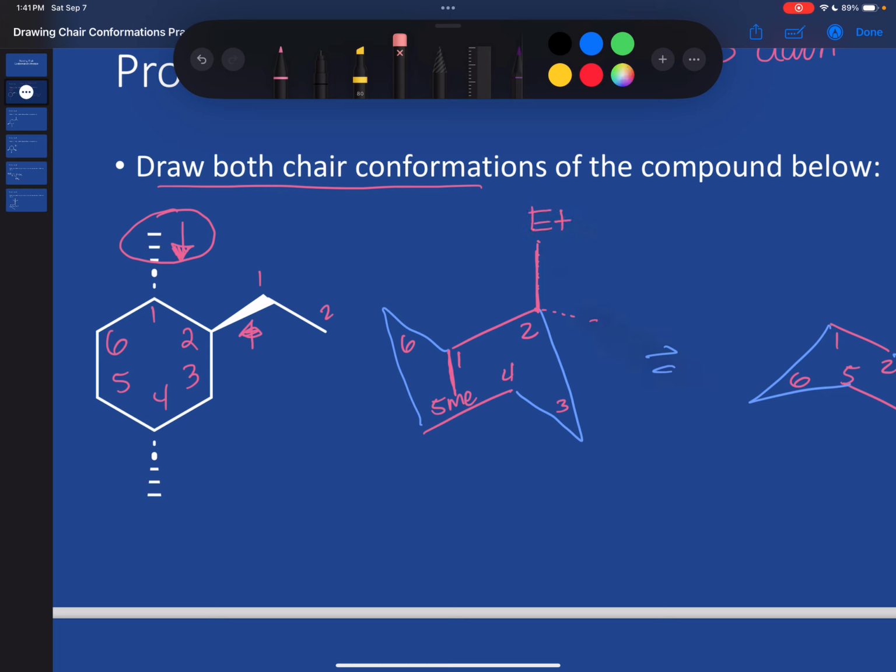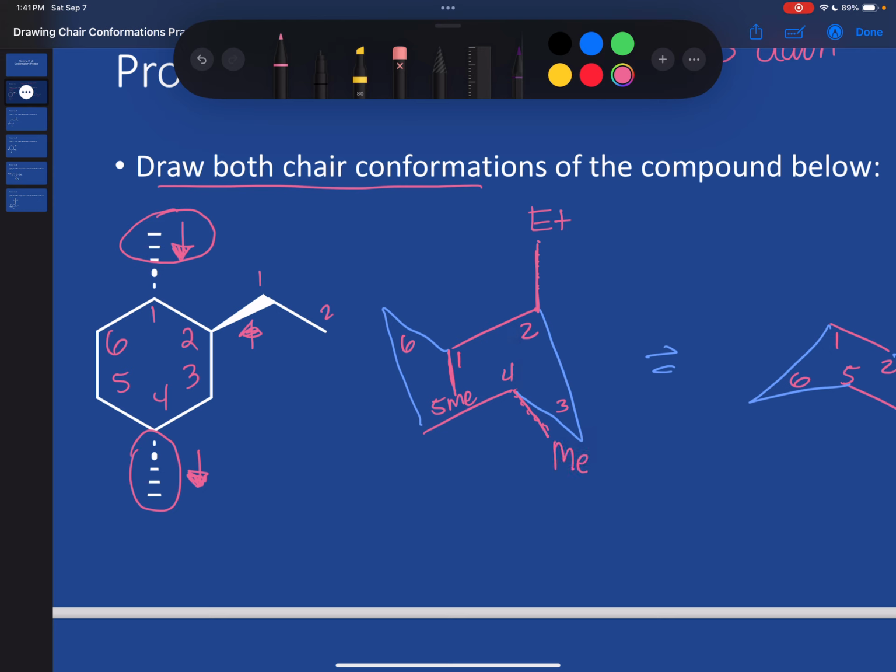All right. And then I have another substituent on 4. It is on a dash, so this should be down. If I look at 4, my axial position would be going in this direction. My equatorial would be going here. So if I want to be down, that means I need to be equatorial. And so that's my first chair.